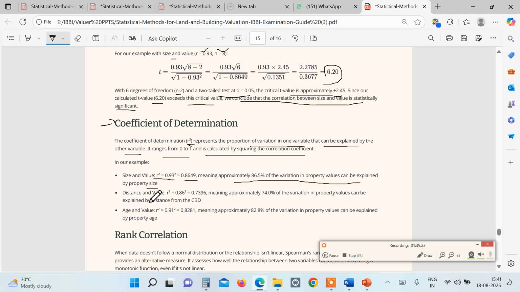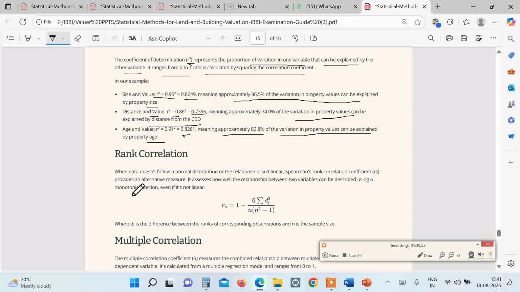Distance and value: R square is equal to 0.86 squared, which is 0.7396, meaning approximately 74% of the variation in the property values can be explained by distance from the central business district. Age and value: R square is equal to 0.91 squared, which is 0.8281, meaning approximately 82.8% of the variation in the property values can be explained by the property age.